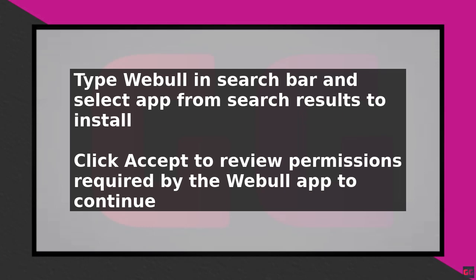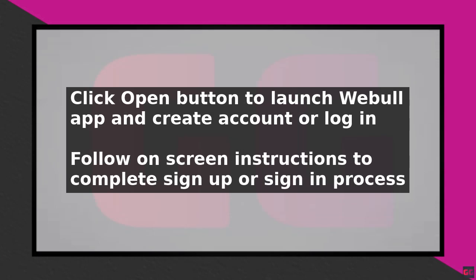You will be prompted to create an account or log in if you already have one. Follow the on-screen instructions to complete the sign up or sign in process. After logging in, you can start using the Webull app on your Chromebook. You can browse through the various features and tools offered by the app, such as stock quotes, charts, and news. You can also customize the app to suit your preferences and needs.